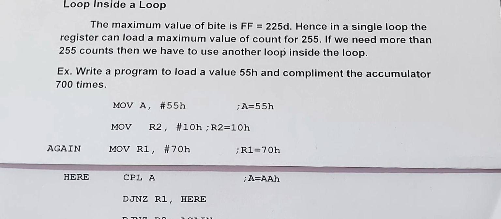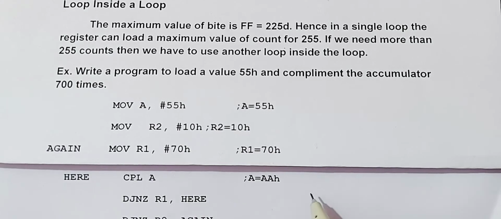First you have to load 55 to register A. Then complement the value 55. How many times? 700 times. It is more than 255. Therefore, you have to use a loop inside a loop. For that, you have to use 2 registers. I will use the registers R0 and R1.